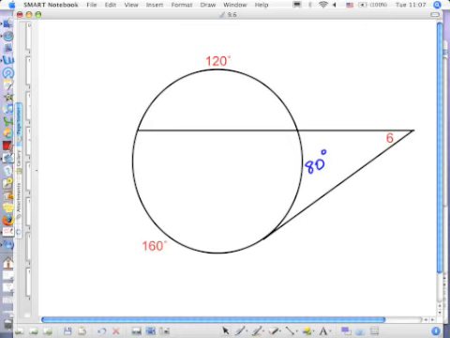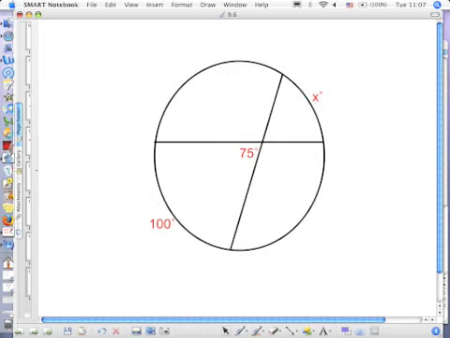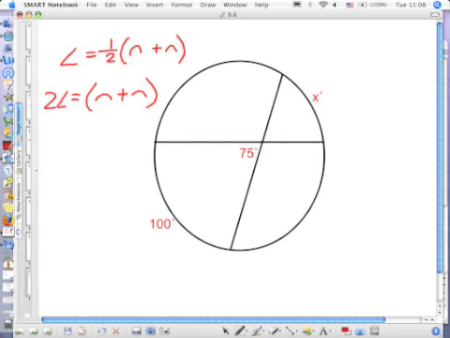Very good. Now I have two lines crossing inside the circle, forming a 75-degree angle, and I'm missing one of the arcs. Set up an equation. Okay, Jacob? You double the angle and then subtract the arc. Very good. Now let's talk about y. We know that the angle is equal to half of the two arcs added together, so the two arcs added together are equal to twice the measure of the angle.